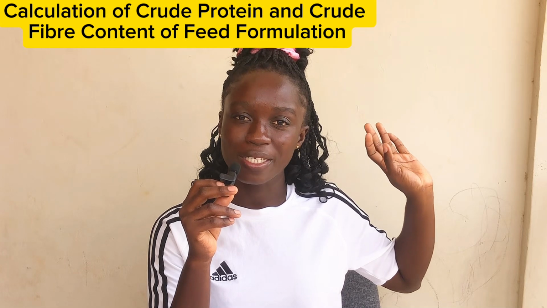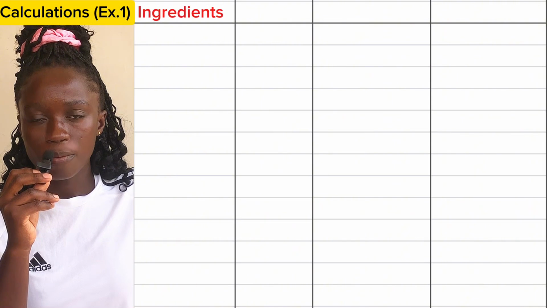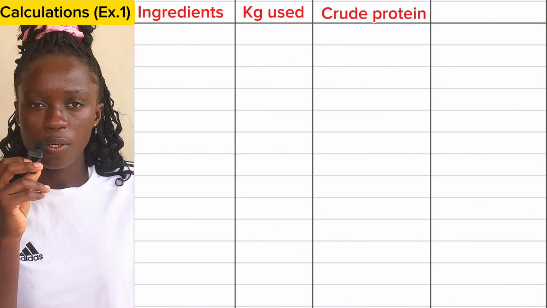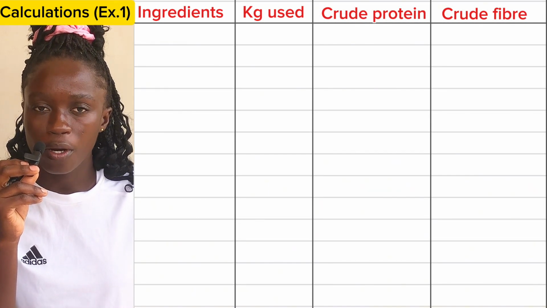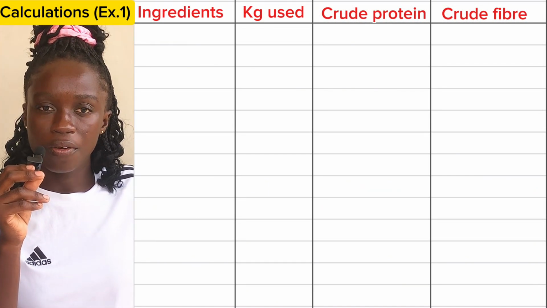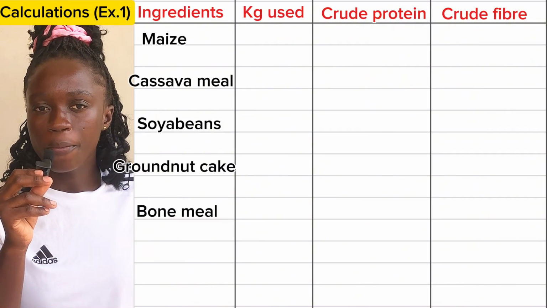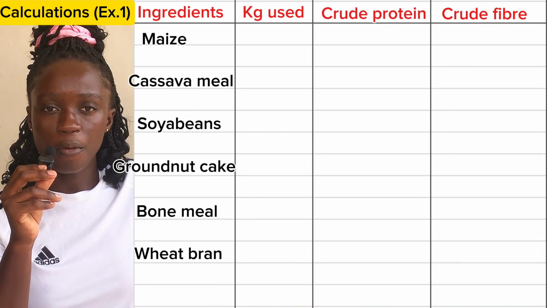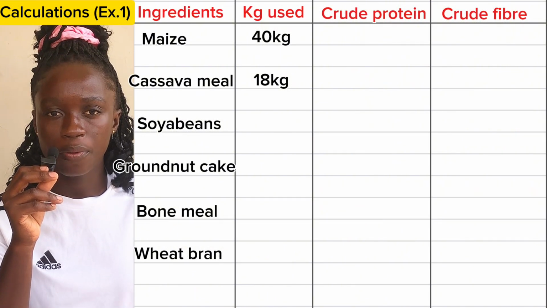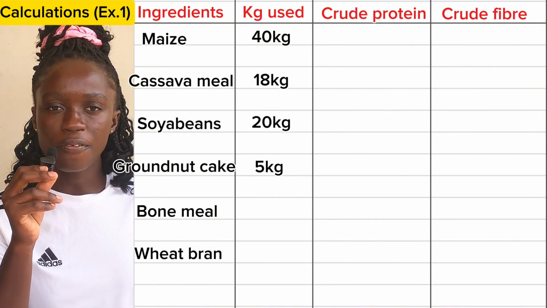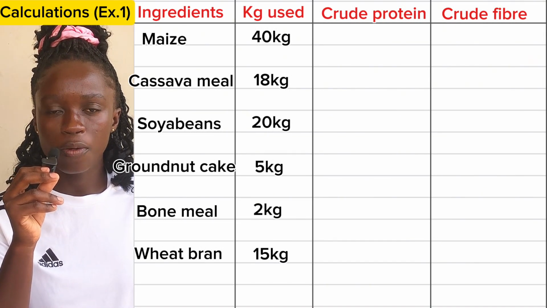Again, I'm going to use a table to make everything very simple. So we have the feed ingredient here, then we have the kilograms of the ingredient used, the crude protein content of the kilograms of the ingredient used, and the crude fiber content of the kilograms of that ingredient used. The feed ingredients that we used were maize, cassava meal, soya beans, groundnut cake, bone meal, and wheat bran. From our feed formulation, we used 40 kilograms of maize, 18 kilograms of cassava meal, 20 kilograms of soya beans, 5 kilograms of groundnut cake, 2 kilograms of bone meal, and 15 kilograms of wheat bran.